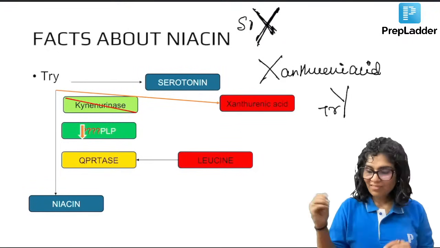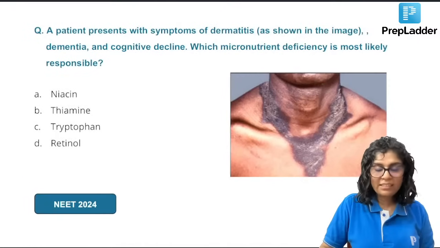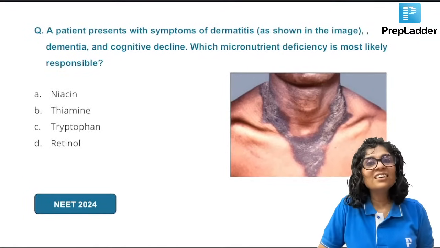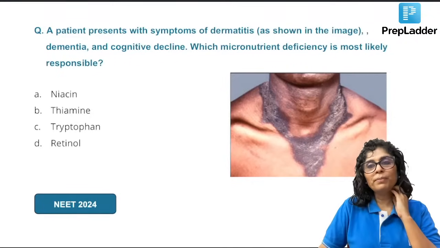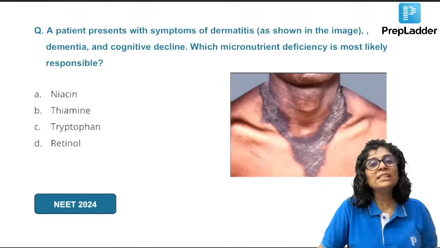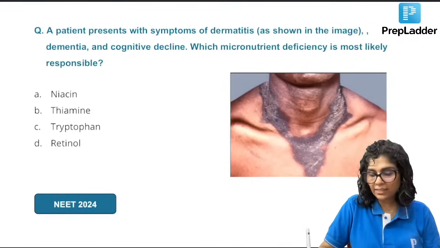Okay. So that's about niacin and that's about B6. Okay. So answer this question. One more. So we know this answer, right? So which micronutrient deficiency is most likely responsible here? It is niacin.